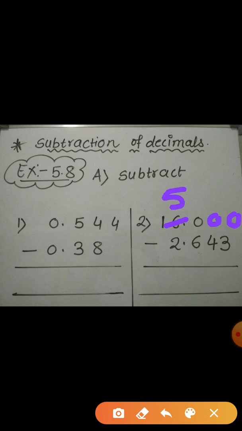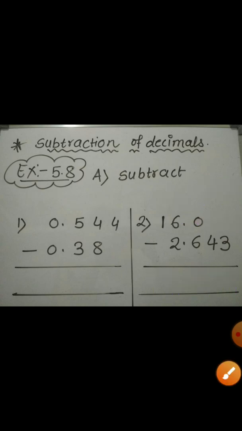To take one borrow, now this will become 9, this will become again 9, and this will become 10. Now 10 minus 3, 7, 9 minus 4, 5, 9 minus 6, 3, then the point will come down, 5 minus 2, 3, and this 1 will come down as it is. Hence the subtraction is 13.357. Likewise, you can subtract the remaining examples given in your textbook.